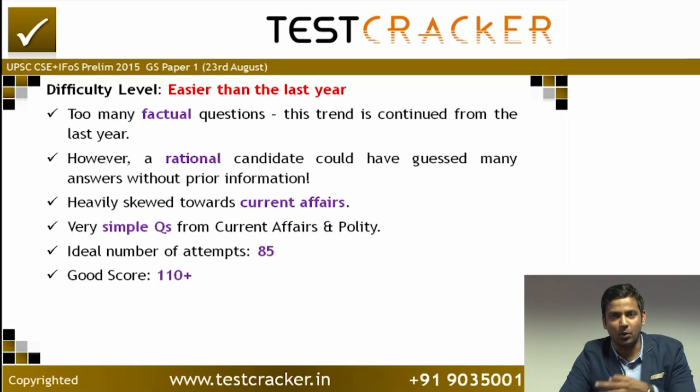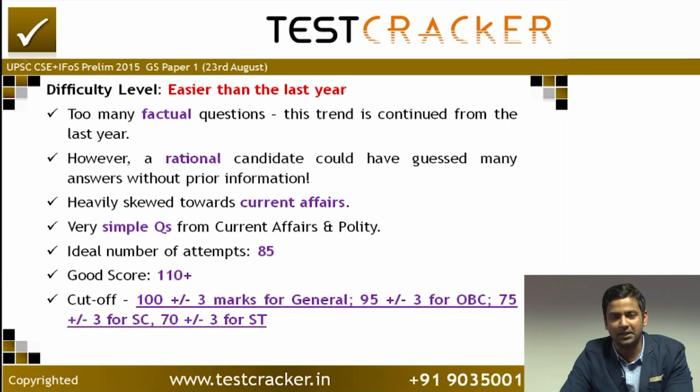The passages were more complicated, in fact most of the questions were inference based, plus the quantitative side calculations. So there might be a significant chunk who would miss out on qualifying in paper 2. So I would feel the cutoff should be 100 plus minus 3 for general category, and then you can subsequently adjust for reservation. So 95 plus minus 3 for OBC, 75 plus minus 3 for SC, and 70 plus minus 3 for ST. This is what we expect to be the cutoff for this paper.